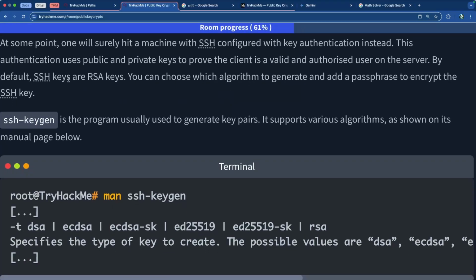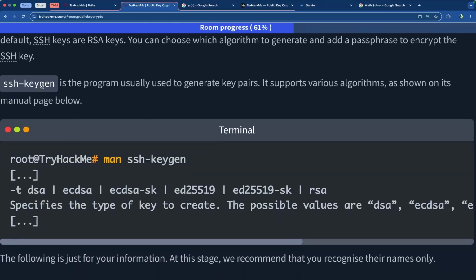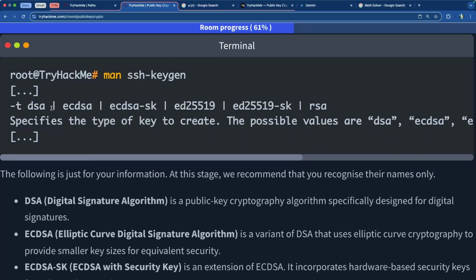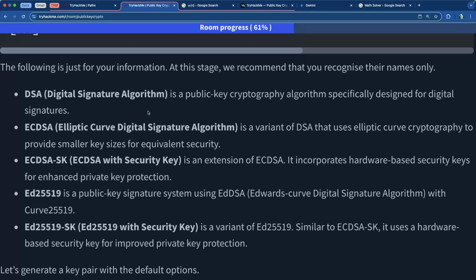By default, SSH keys are RSA keys. You can choose which algorithm to generate and add a passphrase to encrypt the SSH key. So ssh-keygen is the program usually used to generate key pairs. It supports various algorithms as shown on the manual page, which you can see right here. These are the variety of algorithms that we have. So this is just for our information.